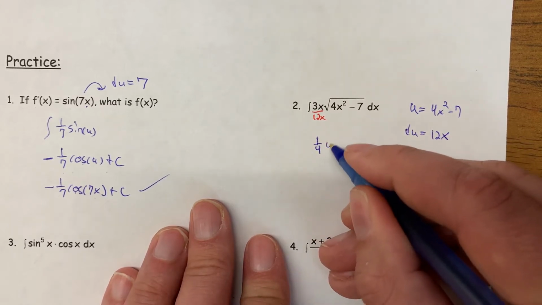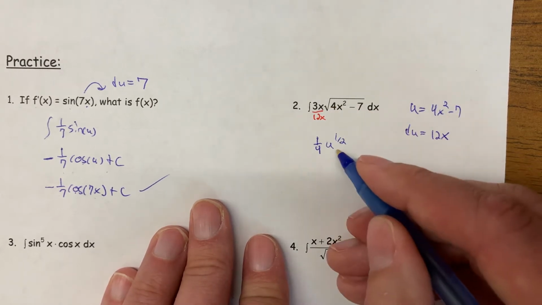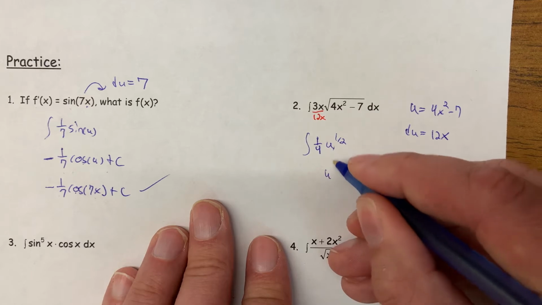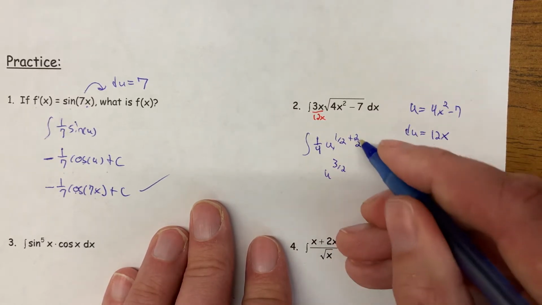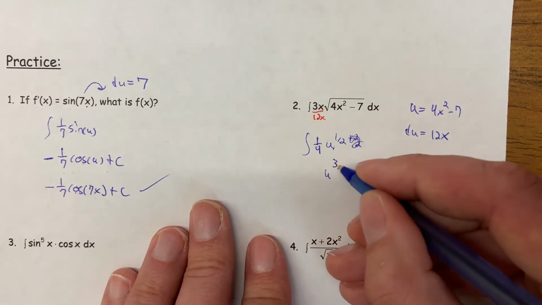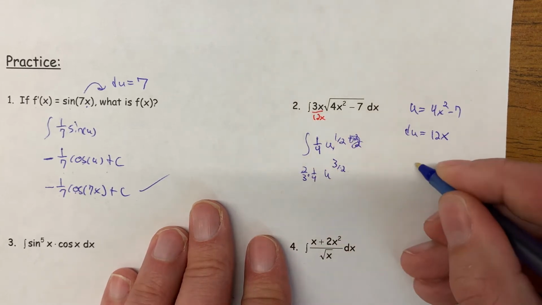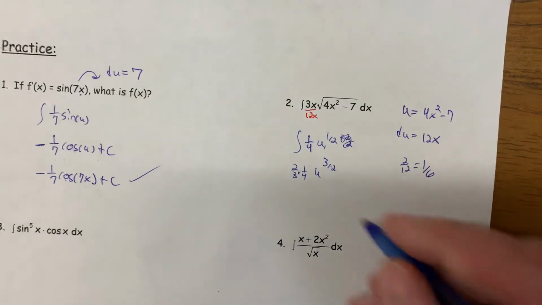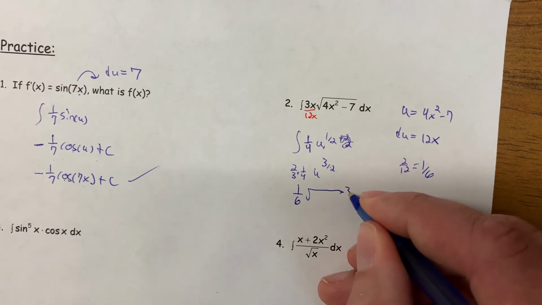And this is u to the 1/2 power, right? We always want to get it into a power rule situation. We need to raise the power by 1. So add 2 halves, that's adding 1. And divide by the power is multiplying by the reciprocal. So 2/3 times 1/4, that's 2/12, which is 1/6 again. So we get 1/6. This is the square root cubed.